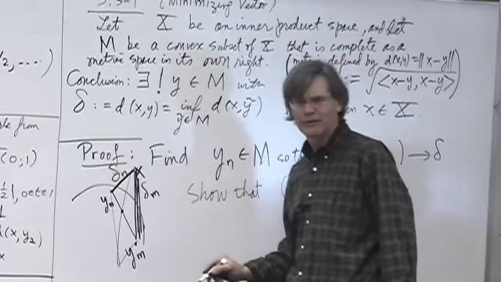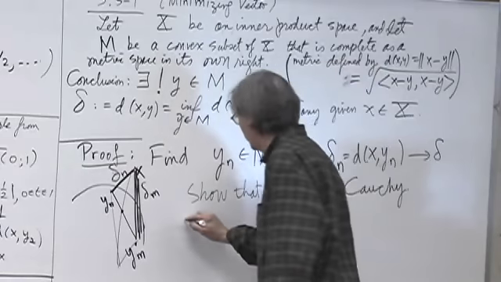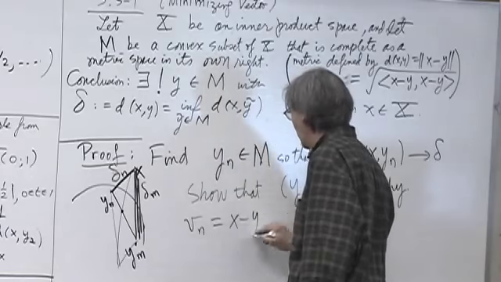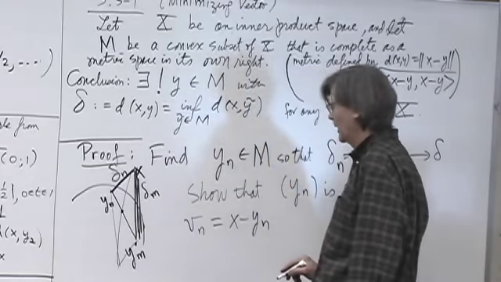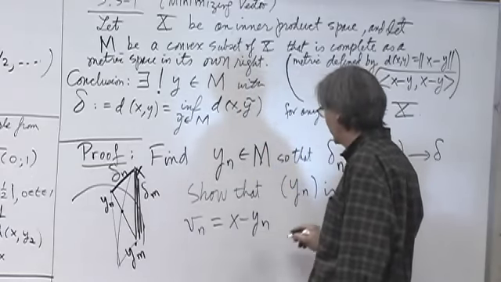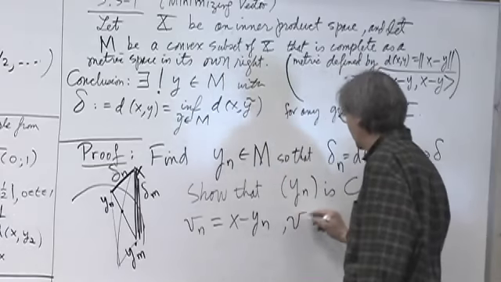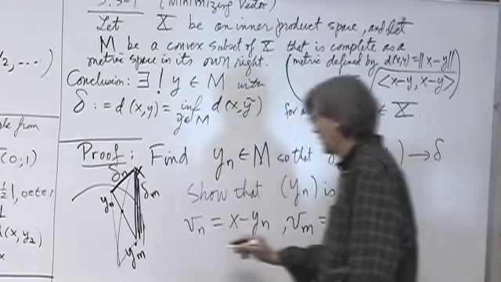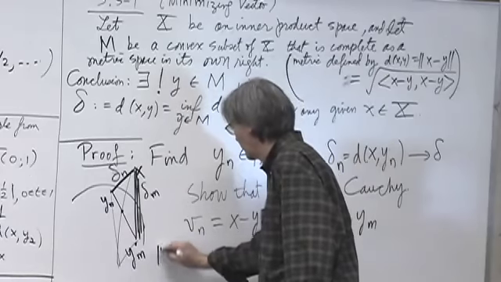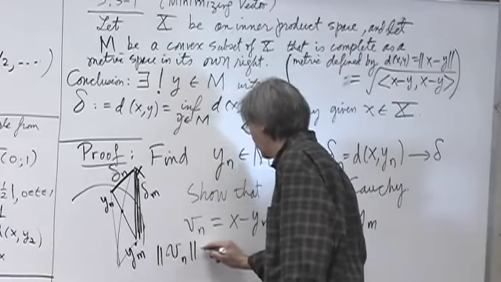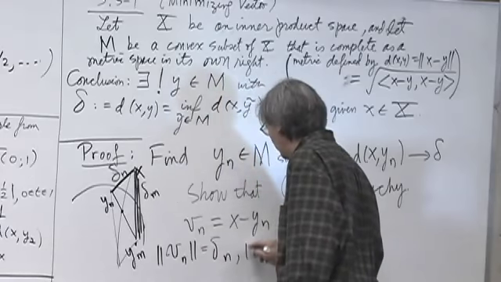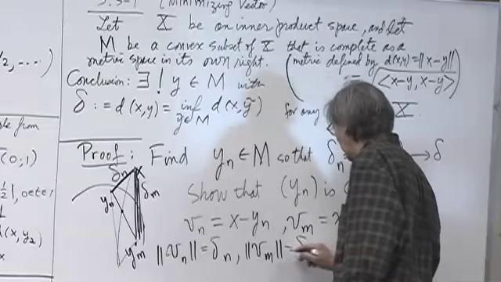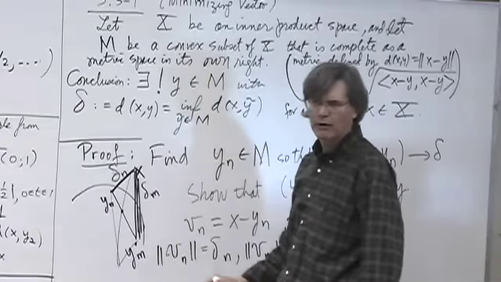Put Vn equals x minus yn, and Vm equals x minus ym. Then the norm of Vn equals delta n, the norm of Vm equals delta m, and those are two sides of the parallelogram I have here.